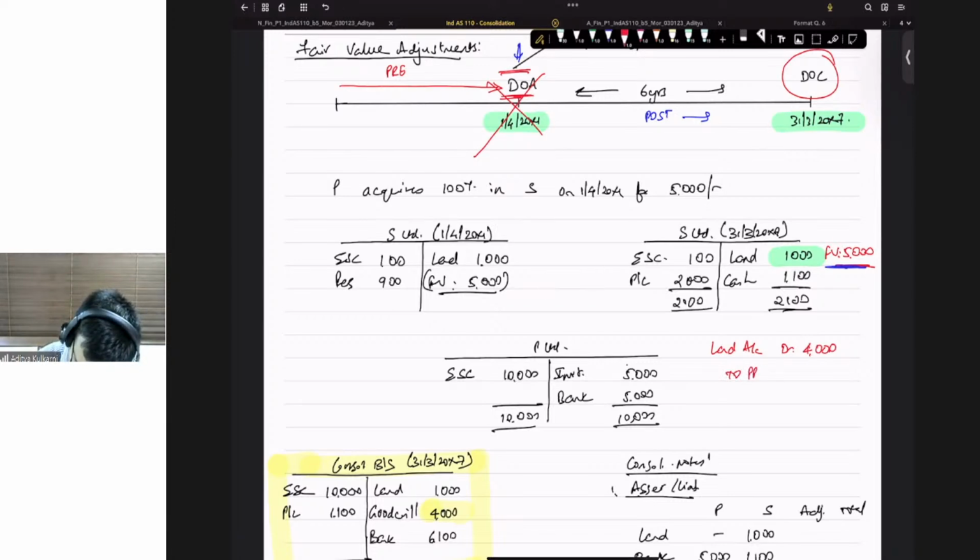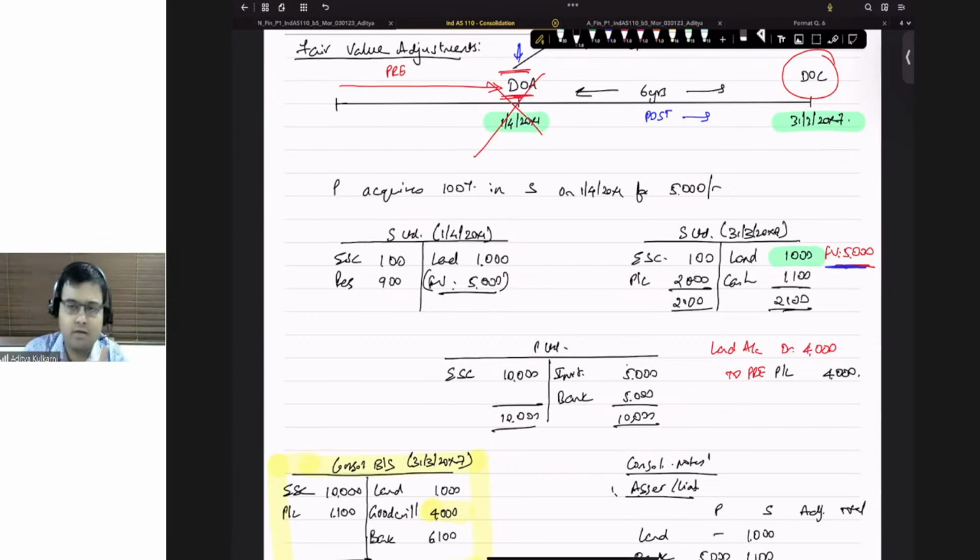The question is, which reserve should I credit? Should I credit revaluation reserve? Should I credit P&L? Which reserve should I credit? It does not really make a difference. You can credit your pre-P&L. You can credit your pre-revaluation reserve. You can credit any reserve that you want. But academically speaking, we will be crediting it to pre-P&L or pre-retained earnings.